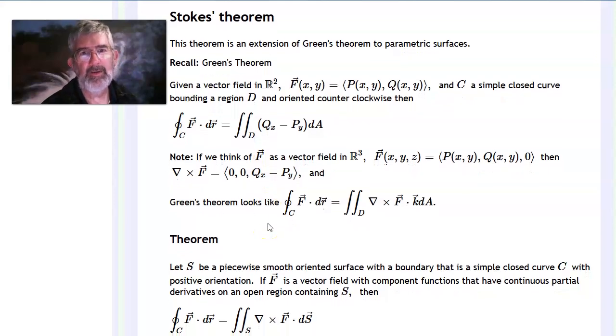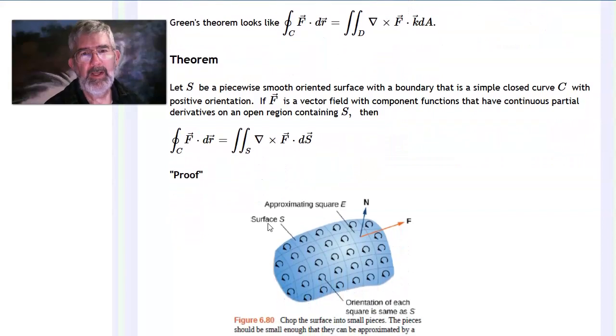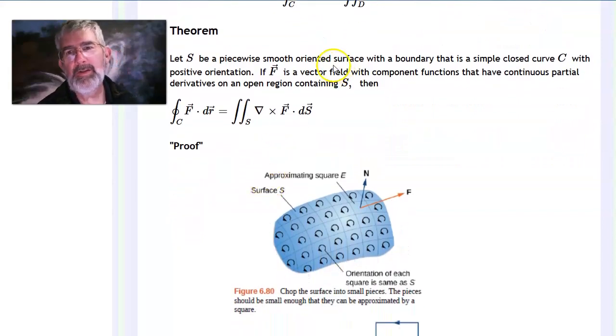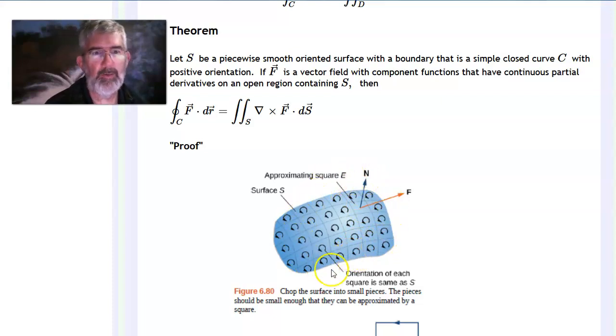So let's see how that turns into Stokes' theorem. So here we go. Let S be a piecewise smooth oriented surface with a boundary that is a simple closed curve C with positive orientation. So if this is your surface, then the boundary is going around it. We have an orientation. This is drawn with the orientation pointing upwards, and so that would mean counterclockwise would be the positive orientation for C. If the n was pointing downward, then you'd go the other way. Right? You want to match the boundary orientation with the orientation of the surface.